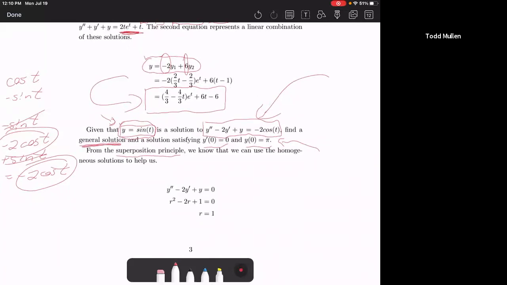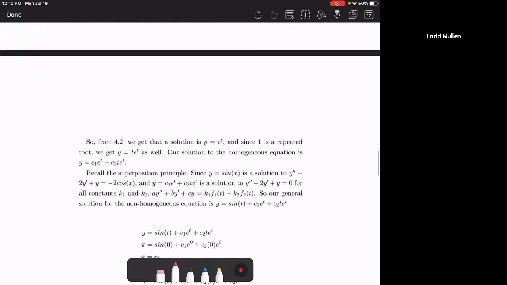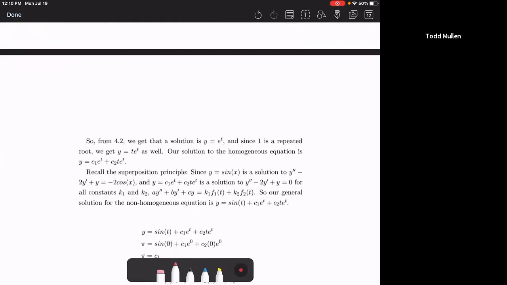So think about the homogeneous version of this equation. The right side would just be equal to 0. So if you go back to section 4.2, when working with homogeneous equations, the first thing is to look at the auxiliary equation. And it has one solution, and it's actually a double root. r is equal to 1. So from 4.2, we get that a solution is y equals e to the t. And that's because y equals e to the rt, and r is equal to 1. So y is equal to e to the t.